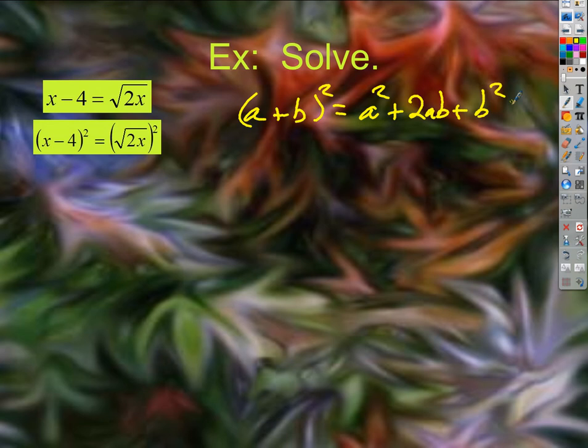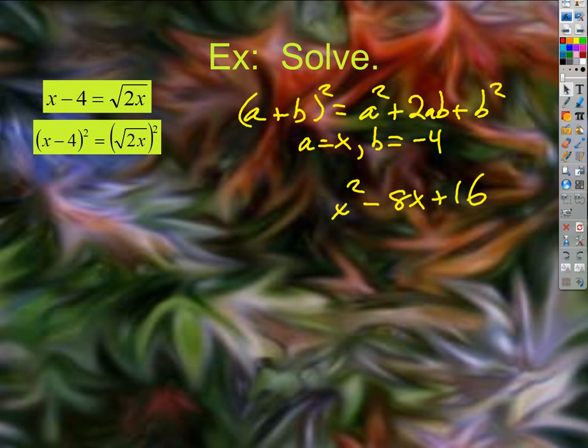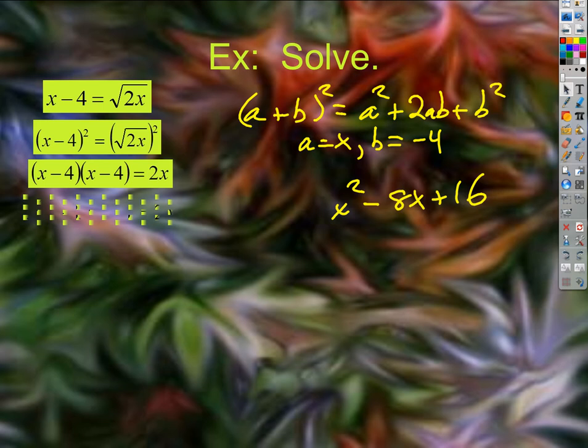That's a lot faster. So in this case, what's our a? X. What's our b? Negative 4. So if I plug that in, a squared is x squared. 2 times x times negative 4 would be negative 8x. Negative 4 squared would be 16. Once you do that a few times, that's a better way to do it. It's a lot faster. So if I expand that out, I get that.